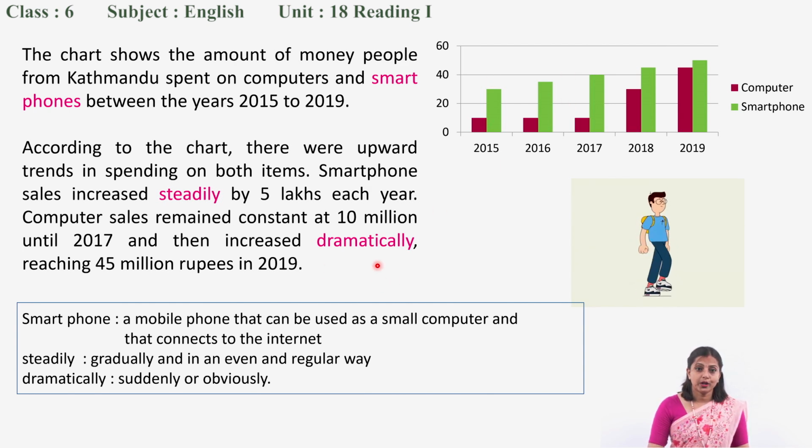But what about the computer sales? For 3 years it remained constant. For which years, can you tell me? Yes, 2015, 16 and 17. For these 3 years it was constant. How much million? Yes, 10 million. And then it increased dramatically, reaching 45 million rupees in 2019. From 10 million it rose up to how much?